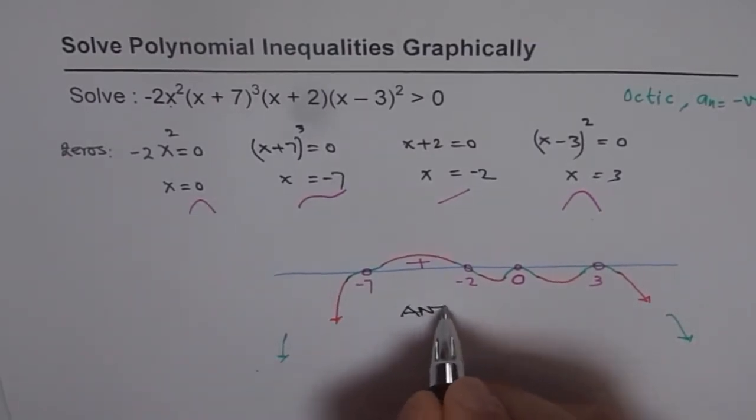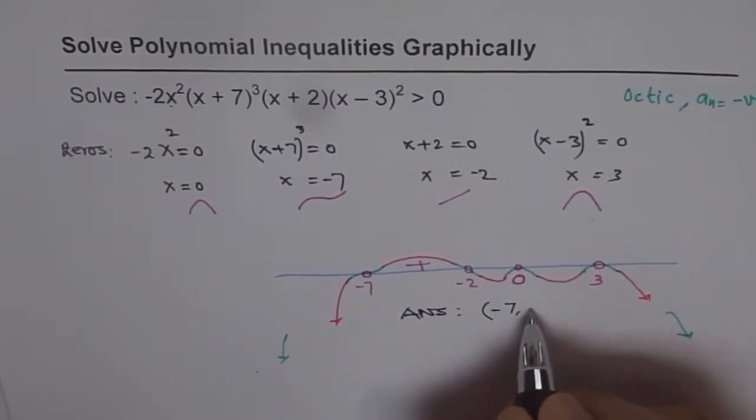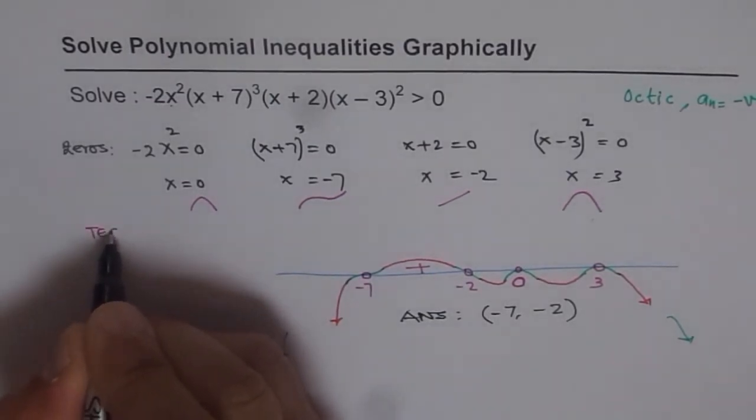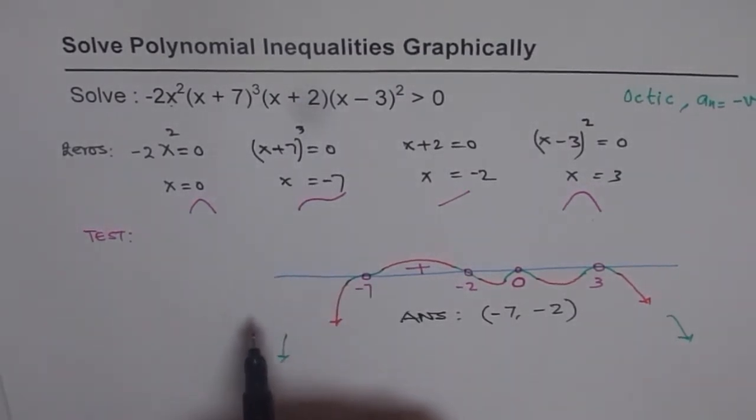So our answer here is very simple. That is, the interval minus 7 to minus 2 is a part of the solution. Otherwise the function seems to be negative. Are you sure about it? Test. So we'll test with the help of a few points, right? So check. So in these intervals, let's check it out.